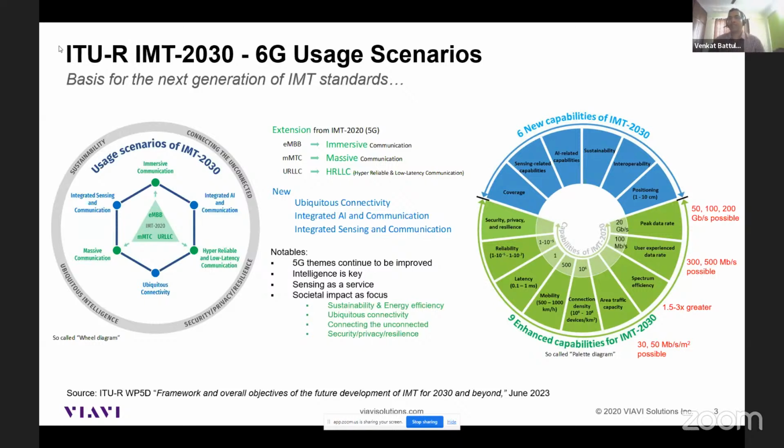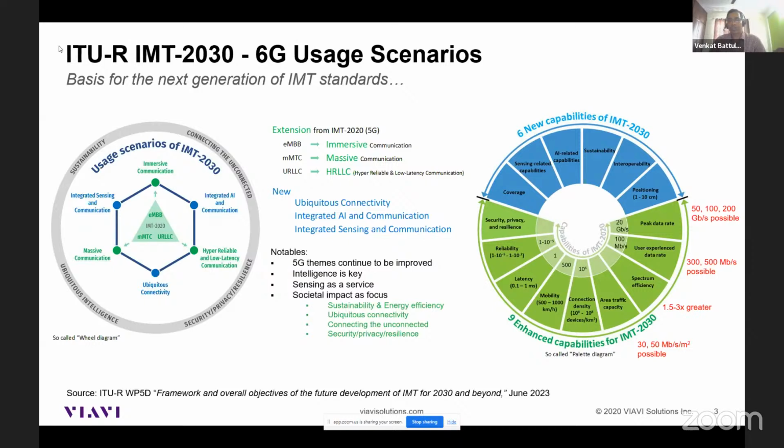Now on the right-hand side, you can see we have nine capabilities that are already provided by 5G, and we are enhancing them as part of 6G. And there are six new capabilities listed in the top blue color: coverage, sensing-related capabilities, AI-related capabilities, sustainability, because energy and all that comes into the picture.